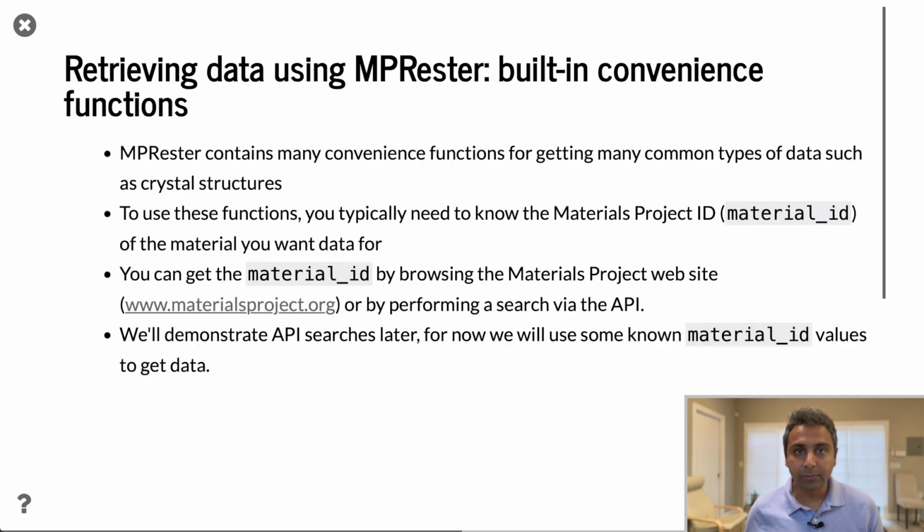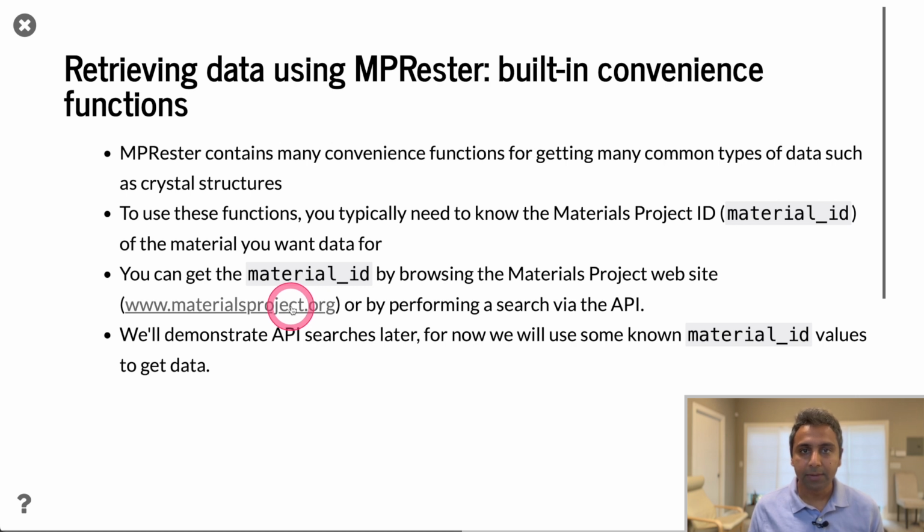Okay, so the first way we're going to talk about how to use the MPRester object is to use the built-in convenience functions. There's a lot of direct functions that just give you the data that you want, and all you have to do is give it the material ID of the material that you want the data for. You do need to know the material ID of the material that you're interested in to use these convenience functions.